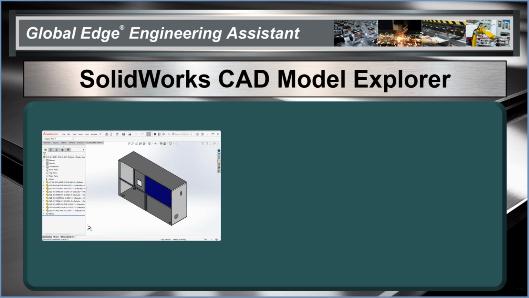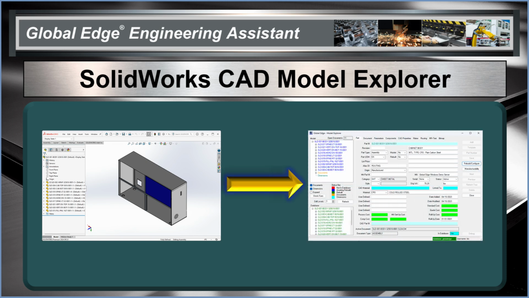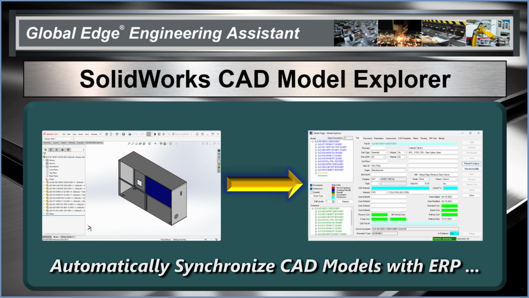As you launch your parts and assemblies into SolidWorks, Global Edge automatically analyzes each part file and stores the part parameters into a database that is easily shared with other systems. As the operator makes changes to parts and assemblies, those changes are reflected real-time in the Global Edge database.